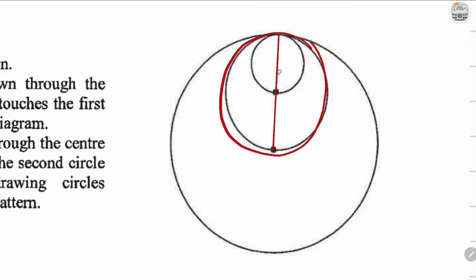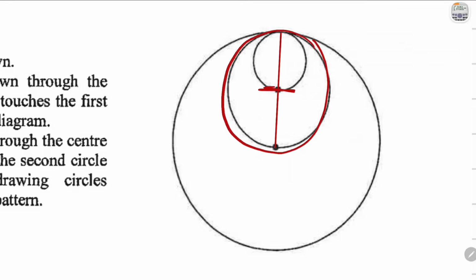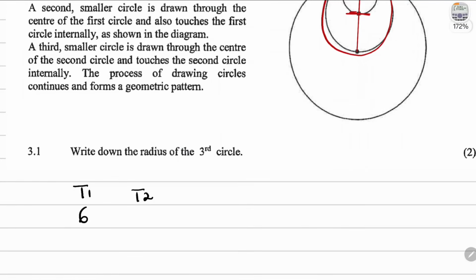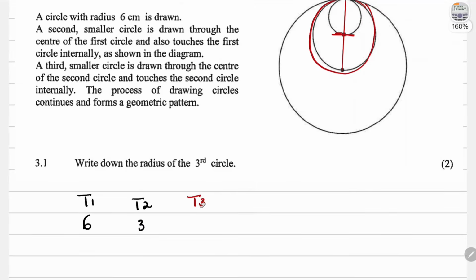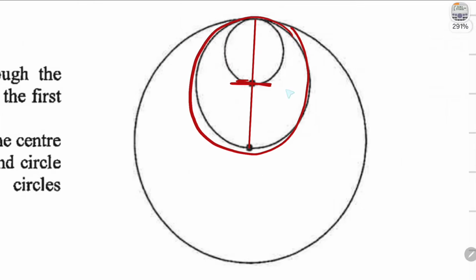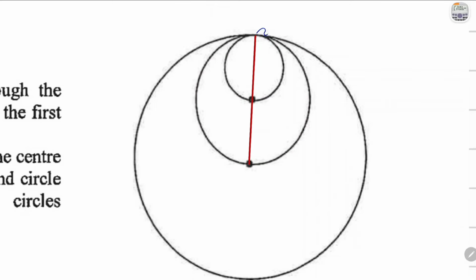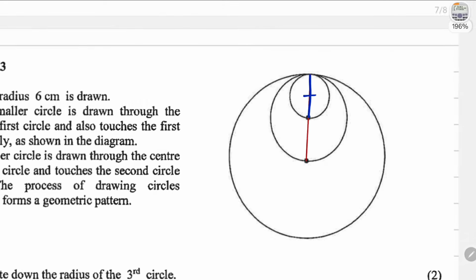This 6 centimeters is its diameter, so its radius is half of it, which is 3. And therefore, for the third circle, term 3, as you can see, this is the diameter of this bigger circle, but it's the radius of the second circle. So half of it would be the radius of this third circle.